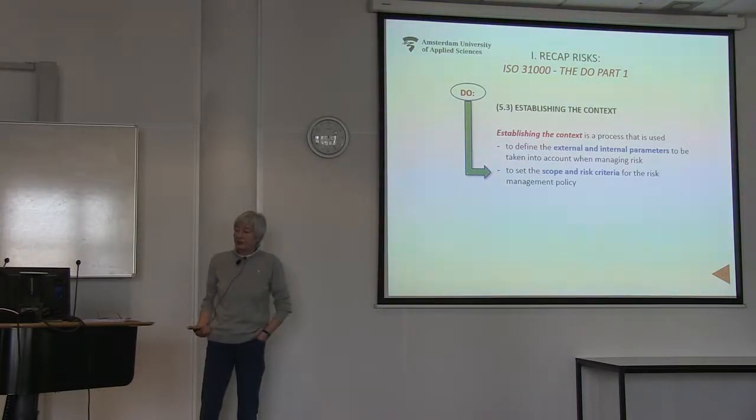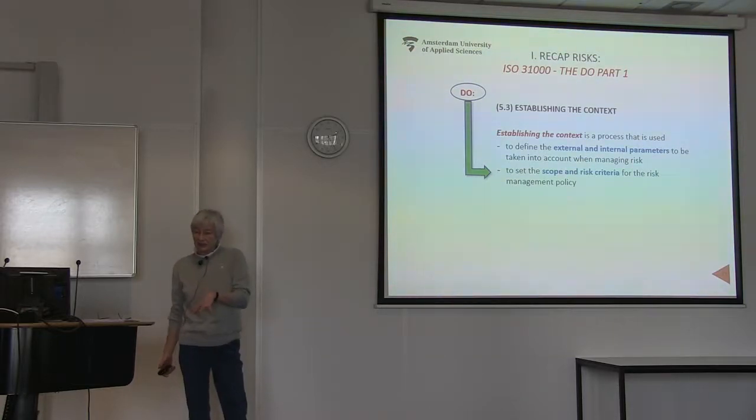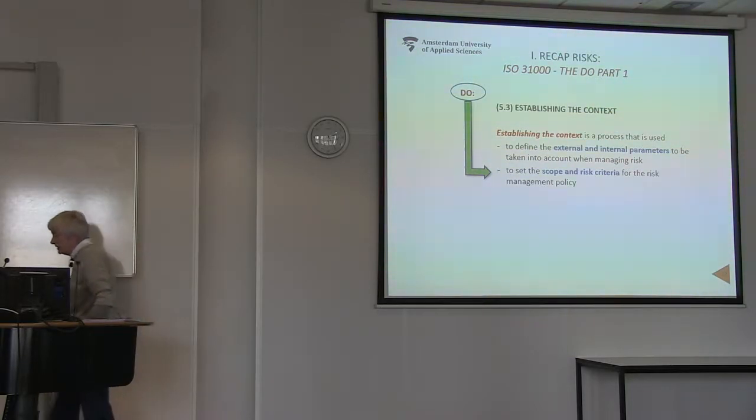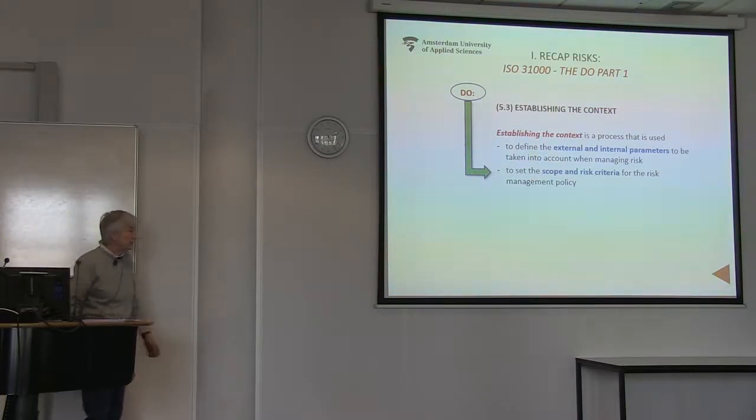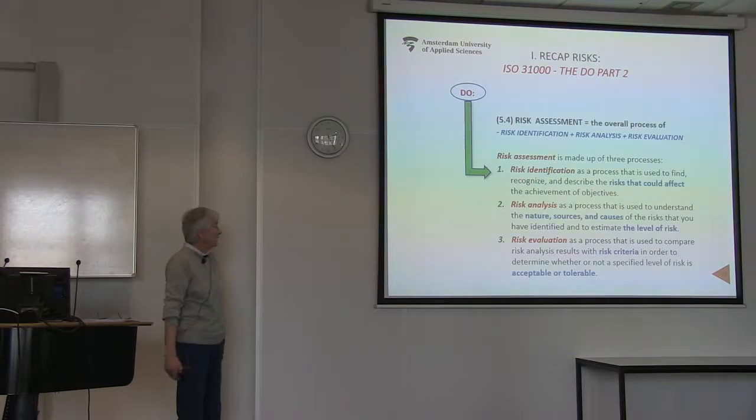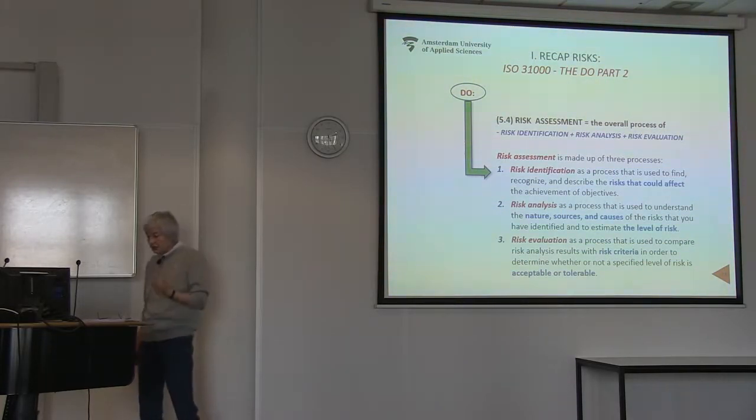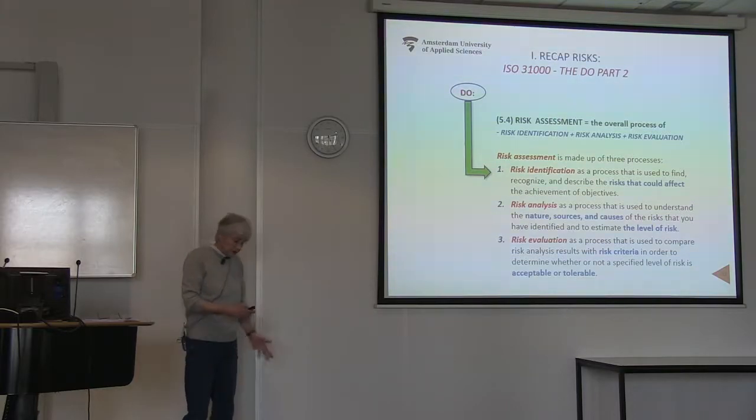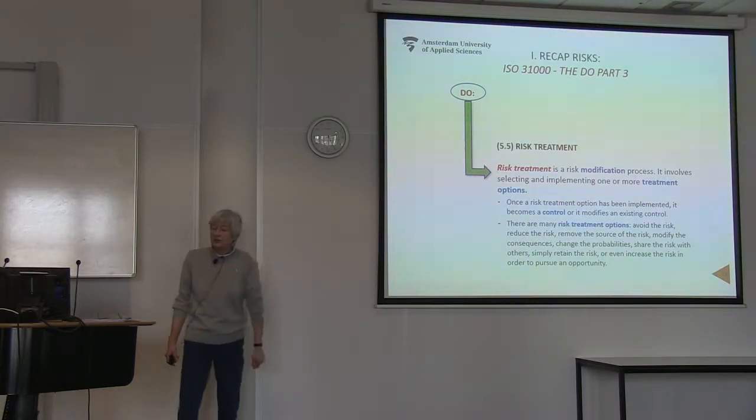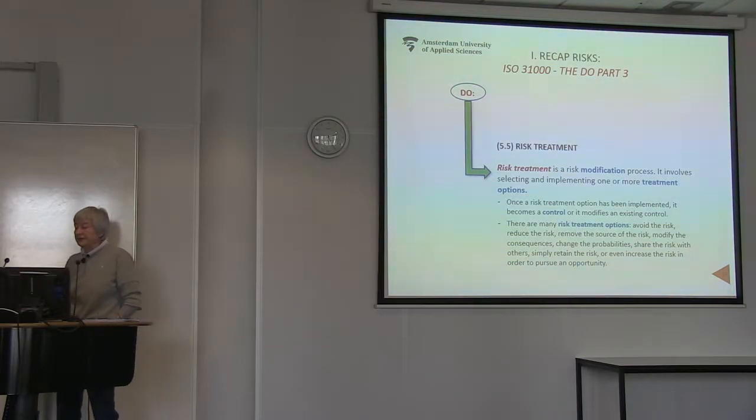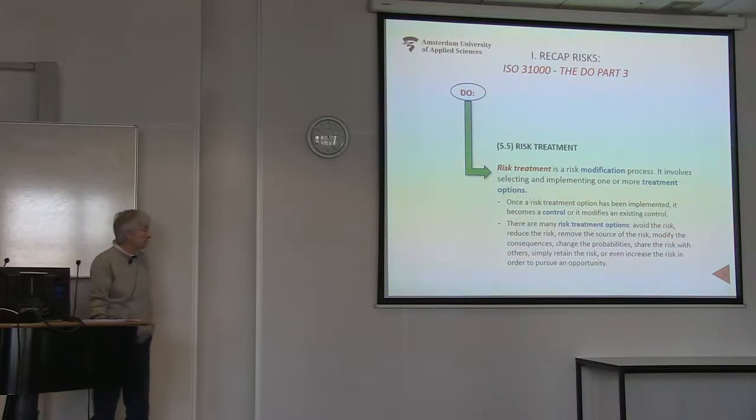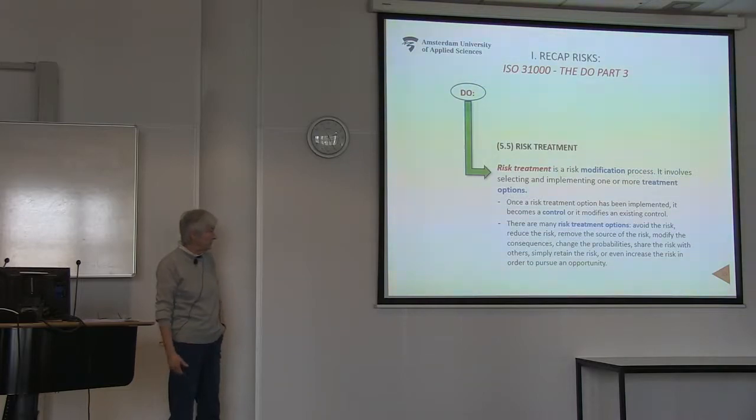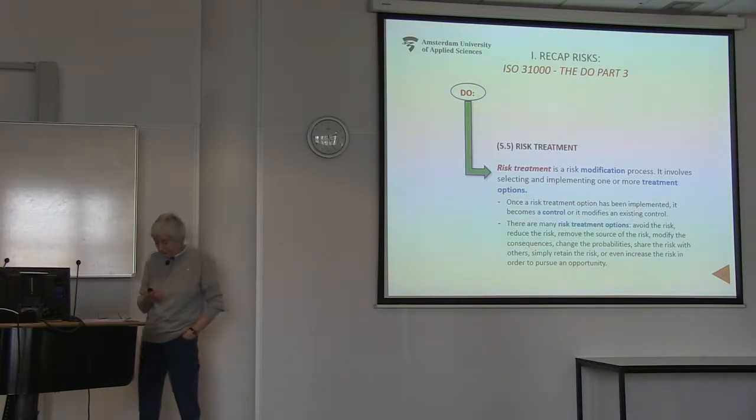In the do part, first we have to establish the context. We have to look at our organization that is going to be assessed. What is the link from our organization to its environment, the external context? And then we have to look into our organization to establish the internal context. After that, we can start our risk assessment. It's a threefold process, starting with risk identification, then going through risk analysis, and finally up to risk evaluation. And we end our do part with the risk treatment. We are going to define what the best way is, according to the risk assessment, to deal with the found risks.